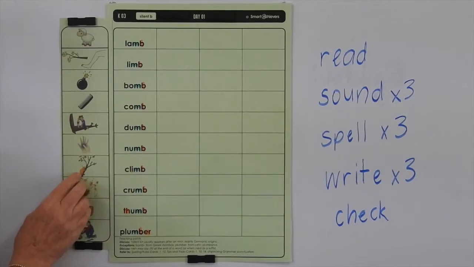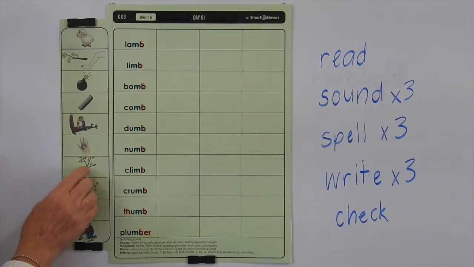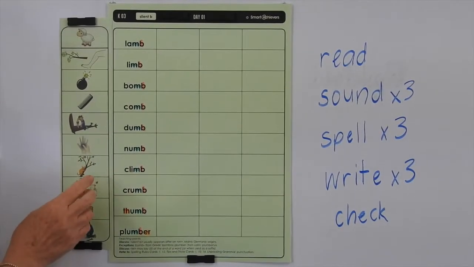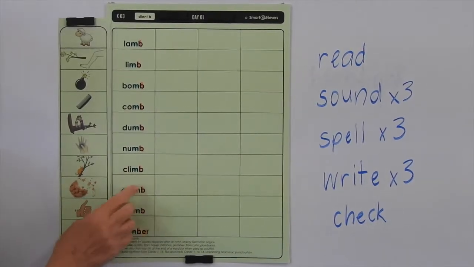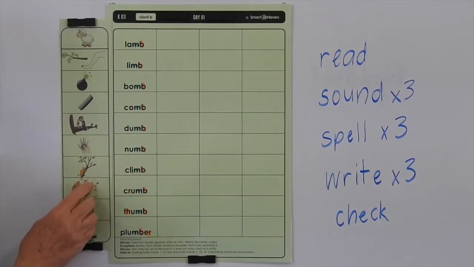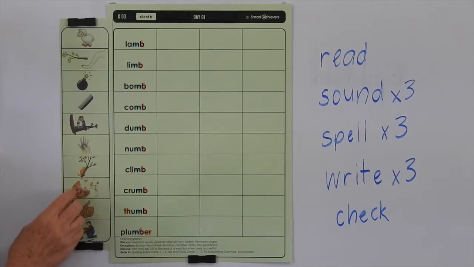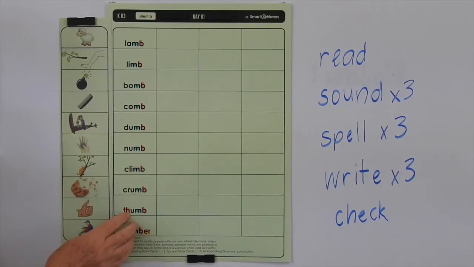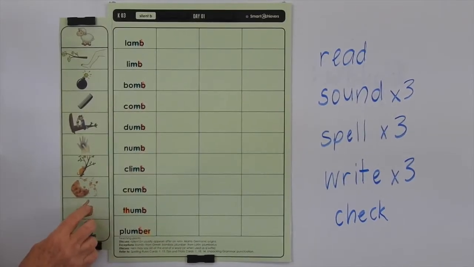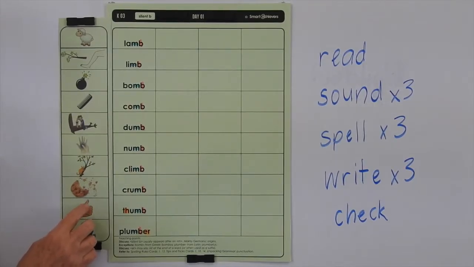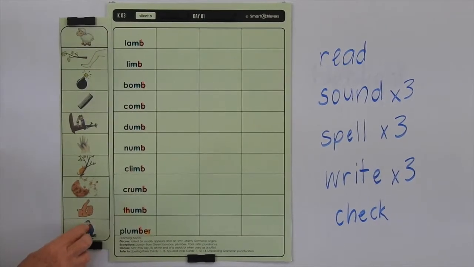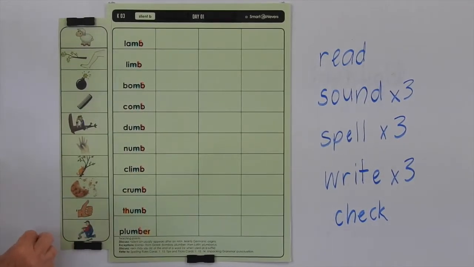Climb means to go up something, climb a tree, climb a ladder, climb a mountain. Crumb is a little bit of perhaps a biscuit or bread or something like that. Thumb is that part of your hand, that digit there is your thumb. A plumber is someone who fixes our pipes, anything pretty much to do with water. They'll come in and fix in your home.